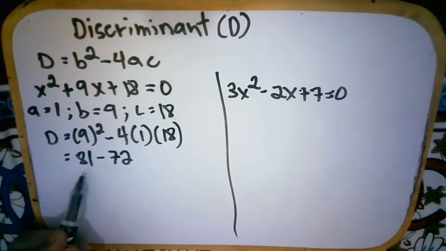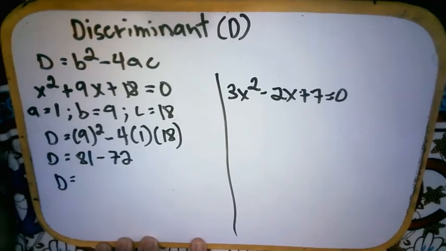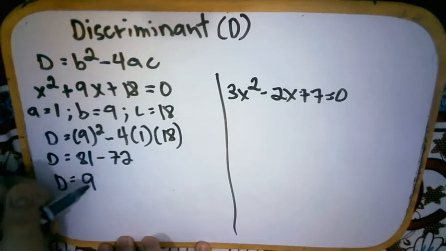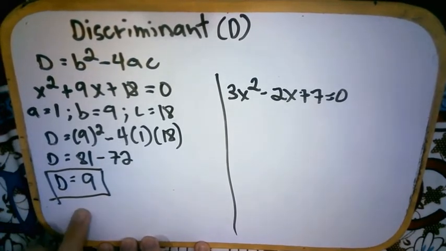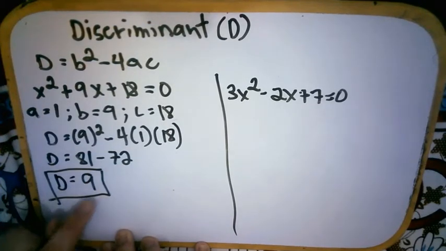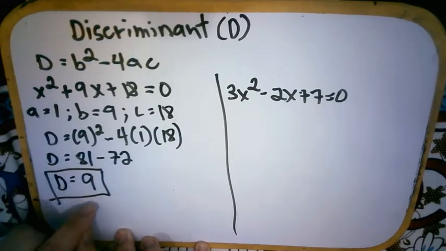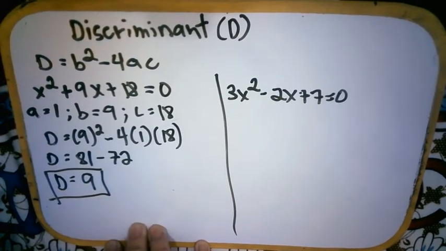Now we have 81 minus 72. And the answer is 9. Therefore, the value of our discriminant is 9. For now, we are going to stop here. Pero, hindi natatapos yung topic natin just by solving the discriminant. So, itong value na to, later on, we are going to get the nature of roots based on this value. So, kapag 9 ang value, ano kaya yung nature ng root?